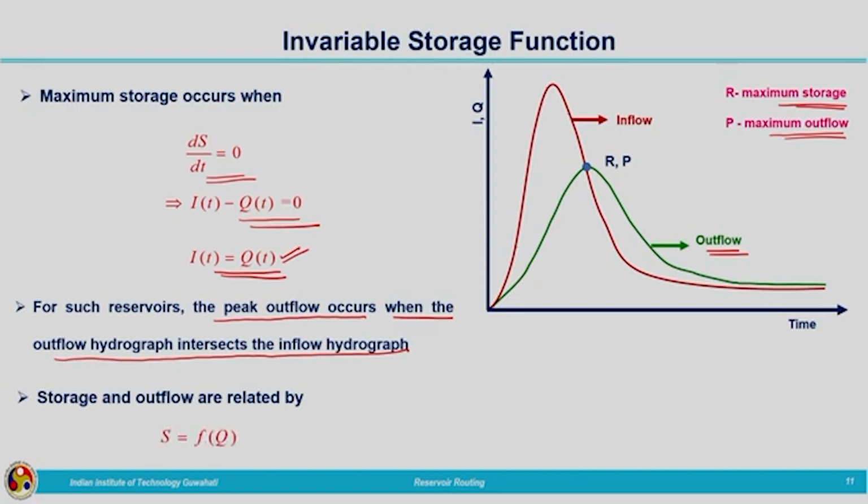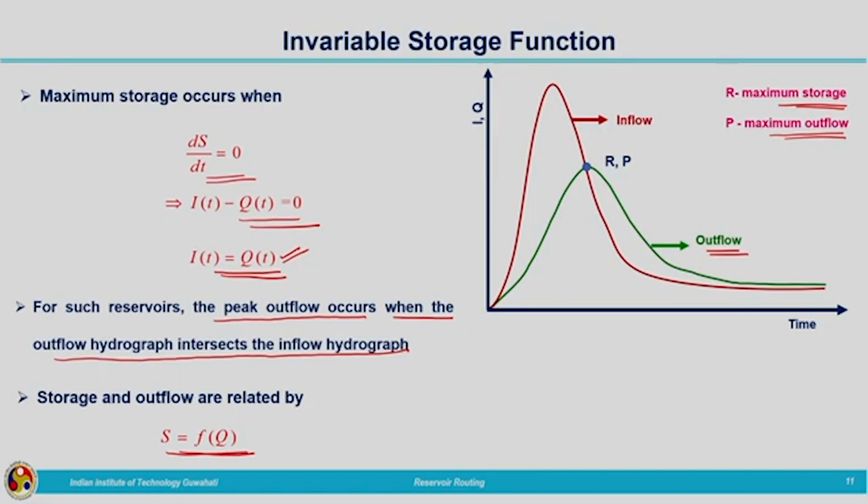Storage and outflow are related by the function S is equal to f of Q. We are not discussing that particular function here, but we can understand that storage and outflow are related to each other since both are functions of water depth in the reservoir. Here the point of inflection represents the maximum value corresponding to the peak of the outflow hydrograph. So, we can plot the storage and discharge relationship by means of a curve like this.